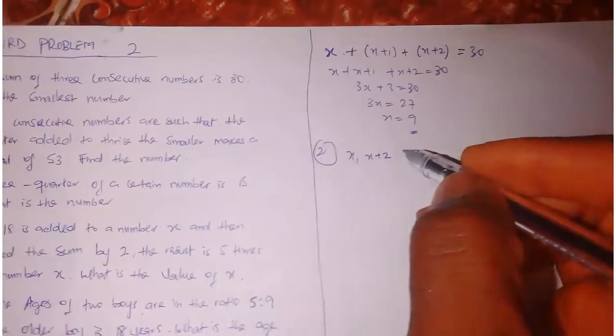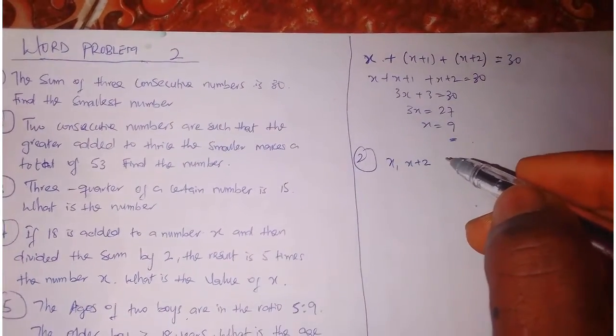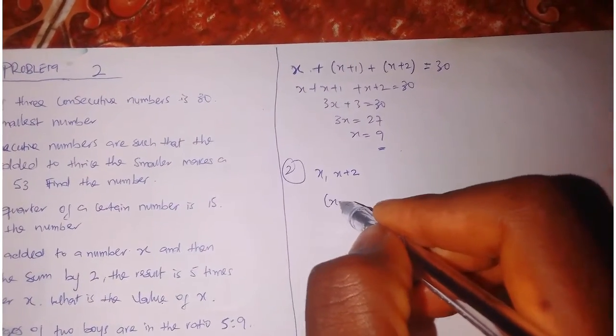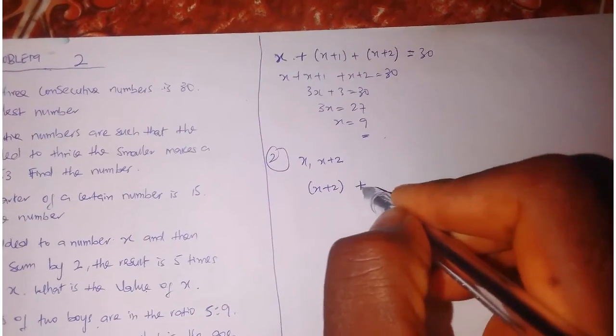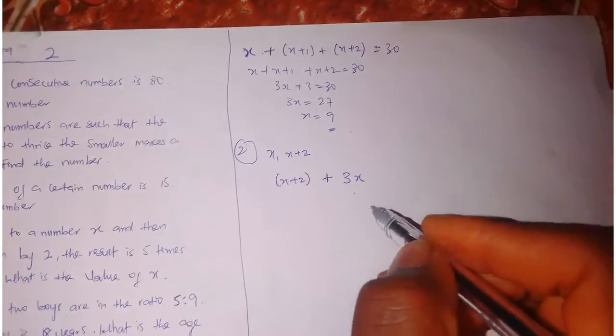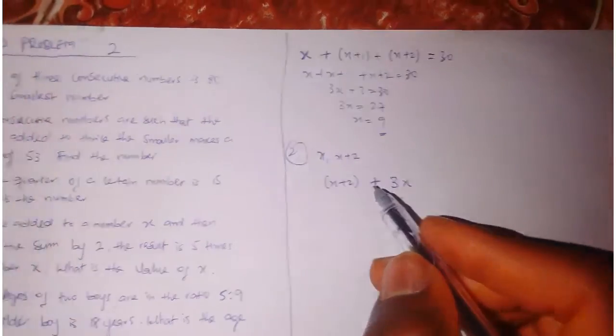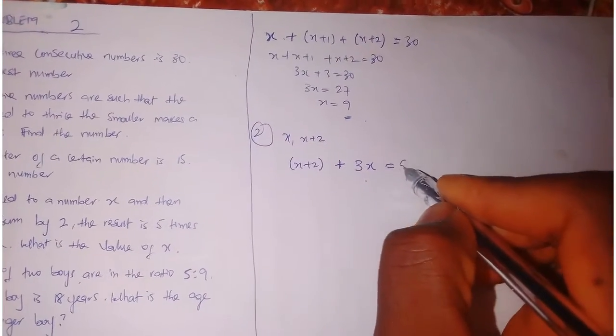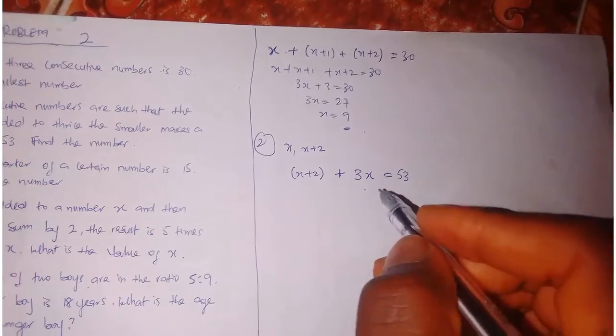The greater added to thrice the smaller. The greater, x plus 2 is the greater, added to thrice the smaller, 3 times the smaller one. That's 3 times x. Makes a total of 53. That equals 53. I'm to find the number x.